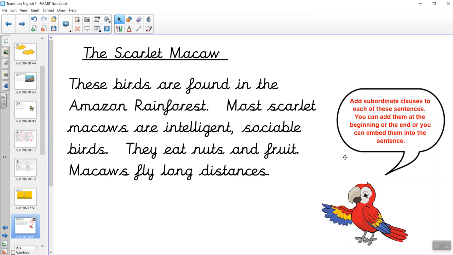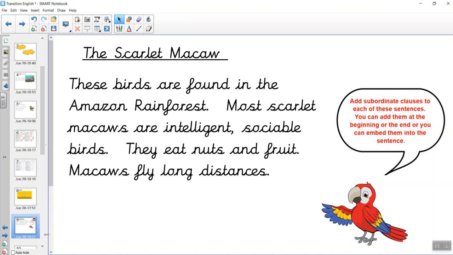So you're going to pause the video and have a think about adding subordinate clauses to my short paragraph about the scarlet macaw. Remember, you can use subordinating conjunctions or you could use relative pronouns. Pause the video and have a go.